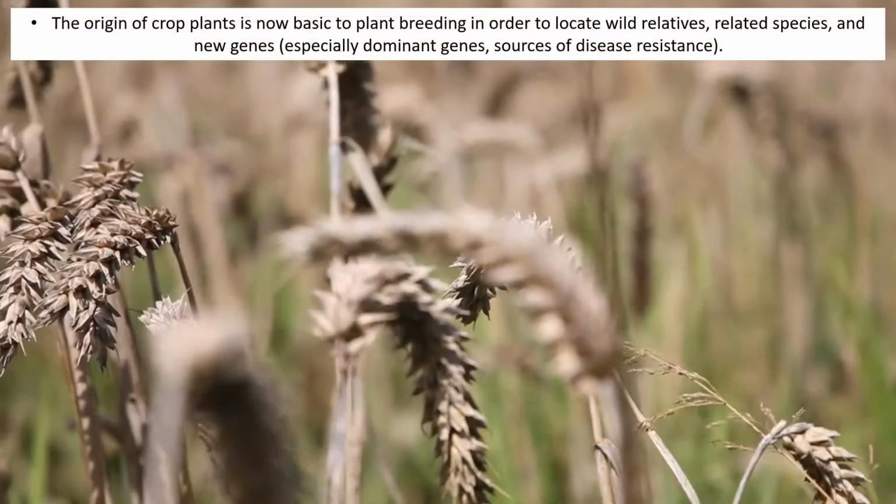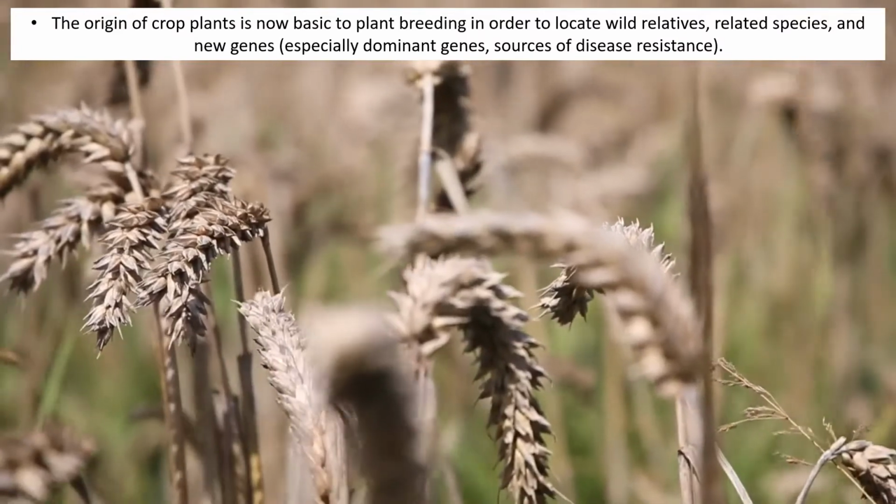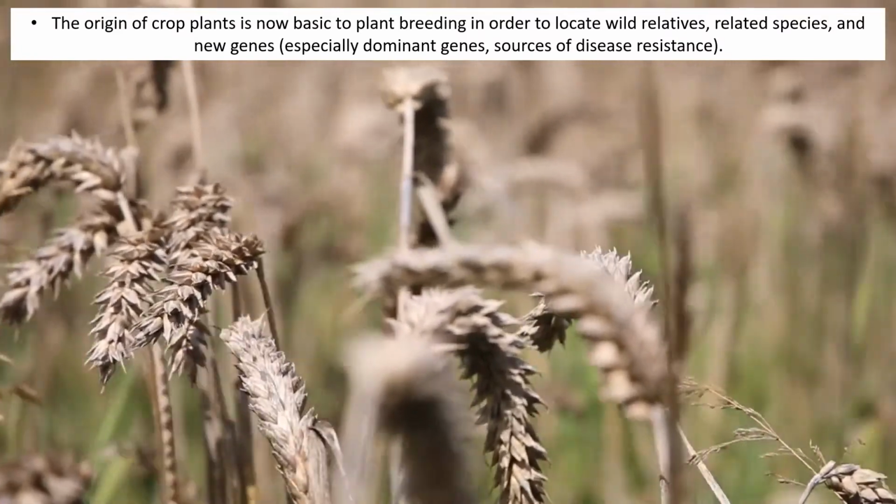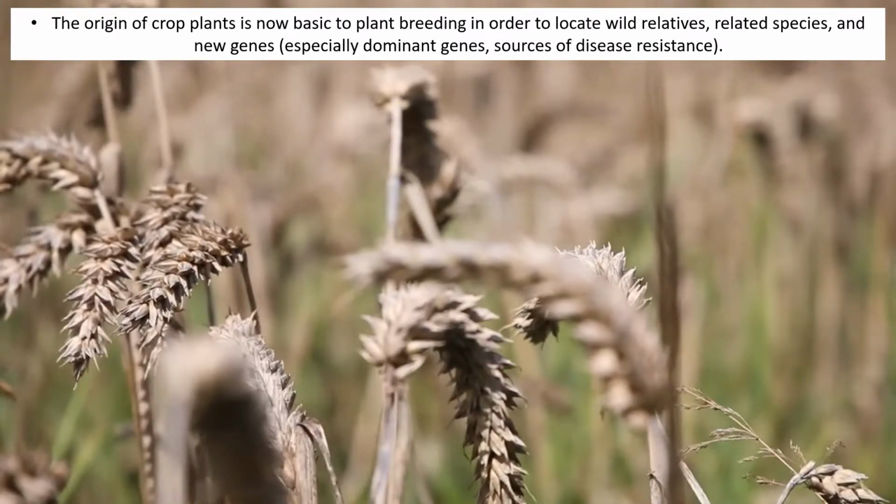So the origin of crop plants can now be looked into in order to locate how it started to be planted from its wild relatives, related species, and how we use the new genes, especially dominant genes, and such kind of disease resistance for the purpose of recultivating or cultivating is a part of agrobiodiversity. So the knowledge of the origins of crop plants is vitally important in order to avoid genetic erosion due to the loss of germplasm as well as loss of habitat.